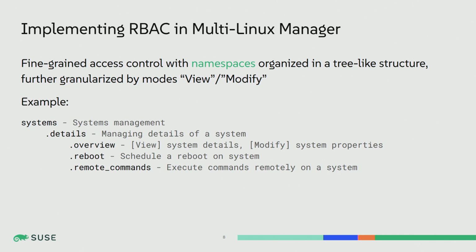There is also an additional level of granularity by modes, view and modify. Here in the example, you can see that it's only available for systems.details.overview. Of course, some namespaces don't make sense for both. For example, systems.details.reboot is obviously a modify operation, so there's only modify for that. But in most cases, there will be both view and modify options. If you have view access to systems.details.overview, you'll be able to view the system's details, but not make any changes. If you have the modify mode on, you will be able to change any of the system properties as well.